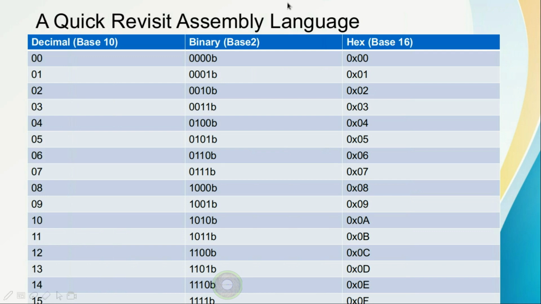Alright, so we're going to quickly revisit the assembly language, and we're going to see what is decimal, binary, and hexadecimal, base 16. I know you guys have a very good command on this basis, but just to revisit, if you don't know these things, I'm going to explain again. So what's a decimal? Decimal is from 0 all the way to 15, so 0, 1, 2, 3, all the way to 15.